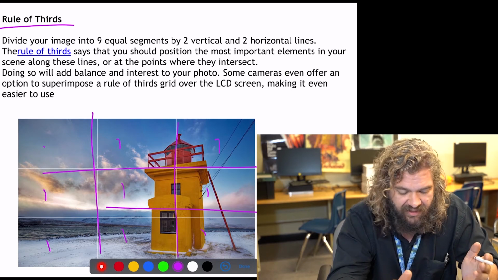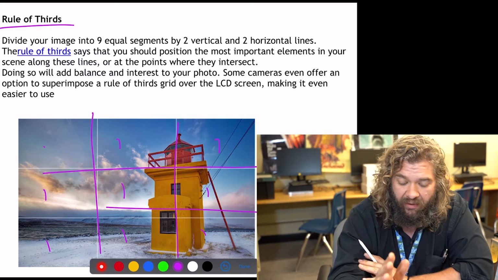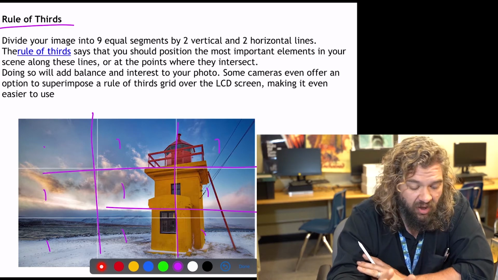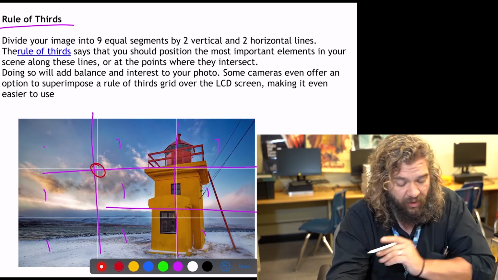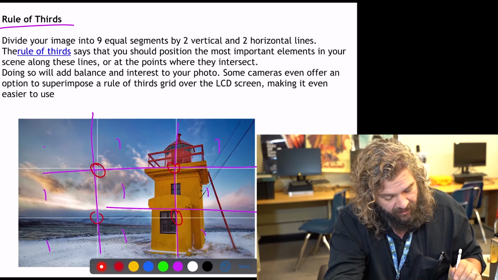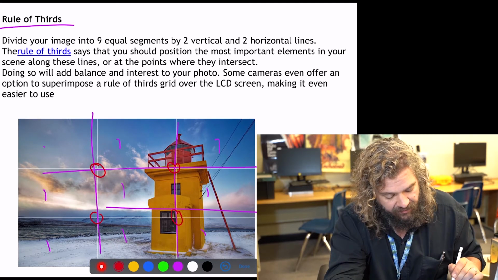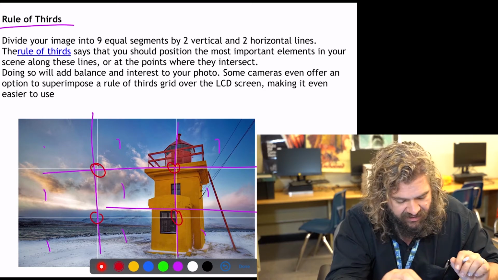The rule of thirds says that you should position the most important elements of your scene along these lines, or at the points where they intersect. Those points, let me do this in red here, are called the power points. Those are the strongest areas of your composition.